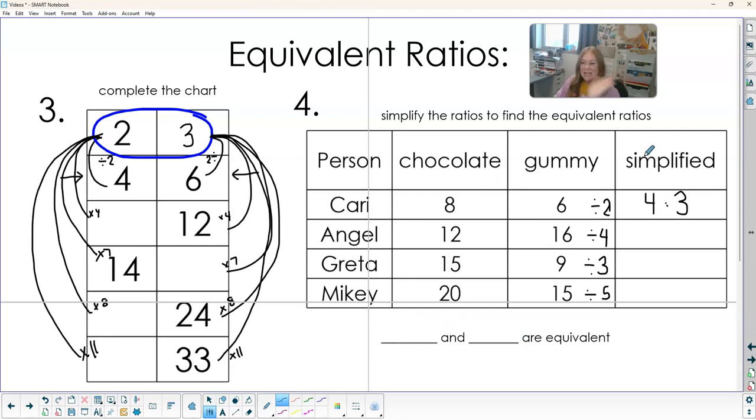So on your test, it's not going to have this last column here. It's just going to show you this. You need to know that you need to simplify them. That's the easiest way to compare them, is to simplify them and see which ones are the same.